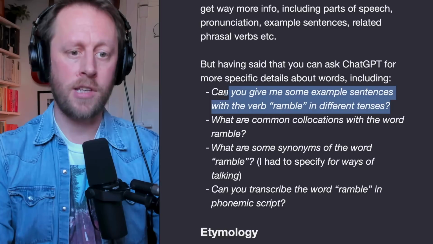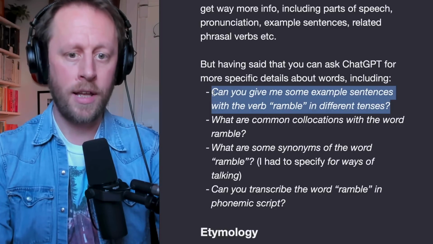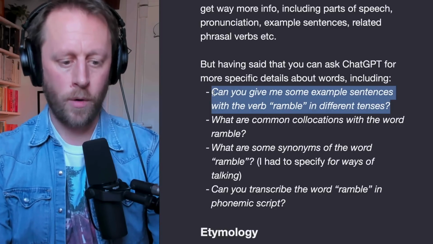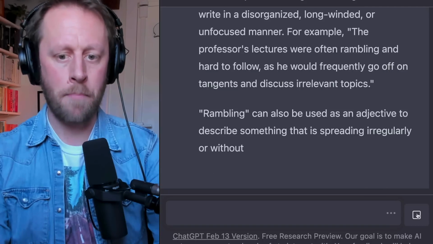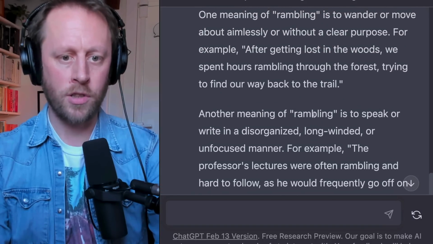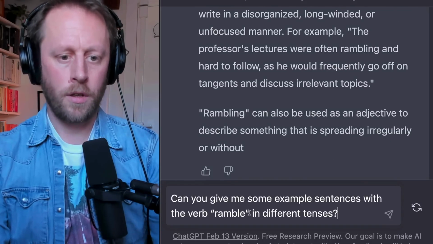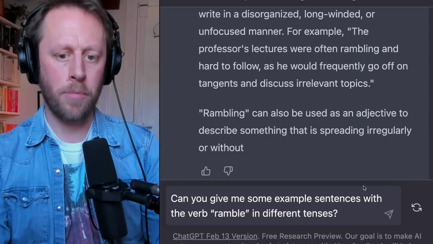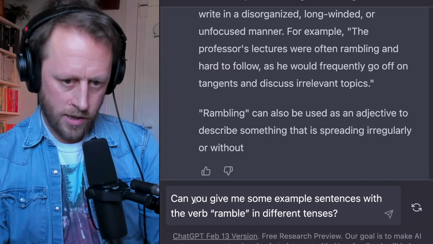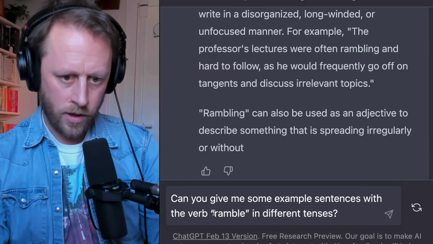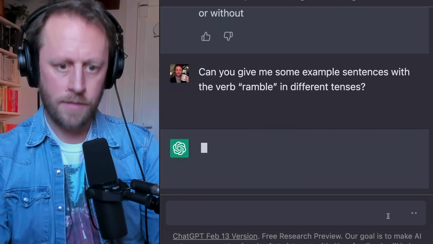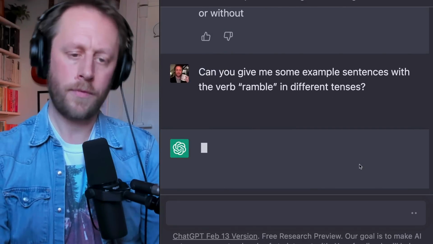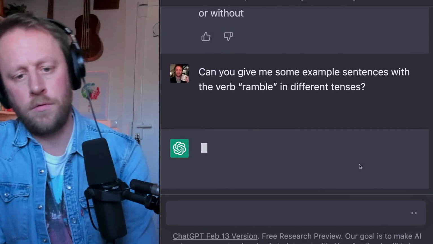Can you give me some example sentences with the word ramble in different tenses? So I've switched over to the verb ramble. It's still giving me definitions. I'm going to switch over to the verb ramble now. My request is this. Can you give me some example sentences with the verb ramble in different tenses? It's going to think about that.